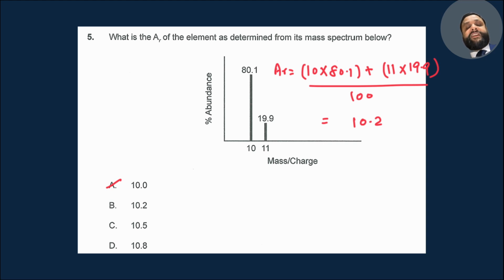In the same way we can eliminate D because it's close to 11 and doesn't show any contribution of 10. And from the rest of the two options, 10.2 is very close to 10. So hence option B. So both ways this question can be answered.